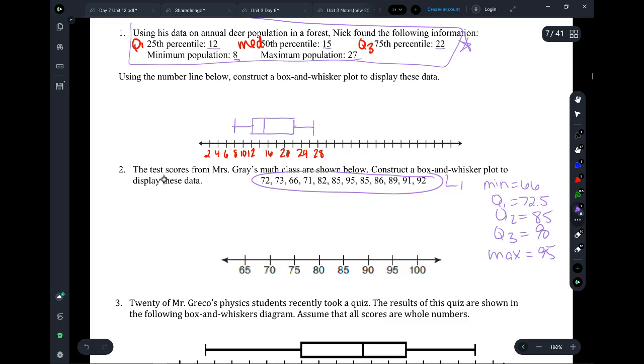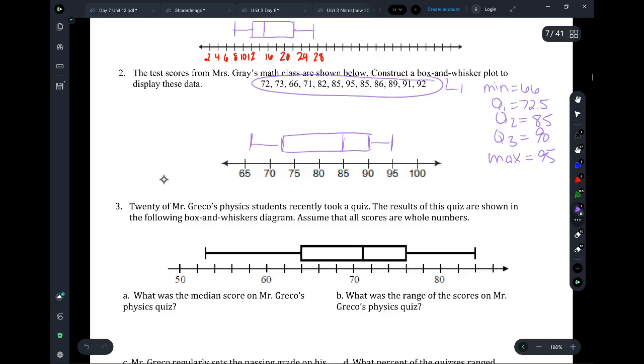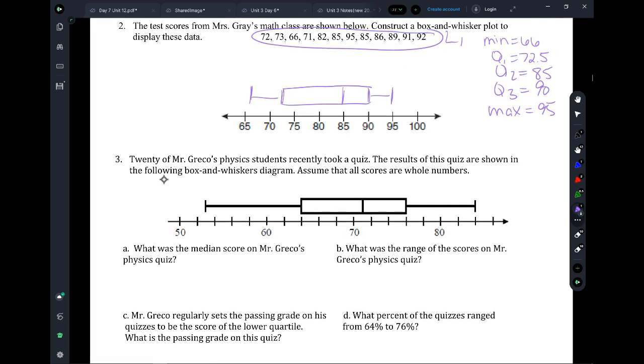So let's make our line. 66 would be about here. 72.5 is going to be halfway. 85 is on that line. 90 has its own line. 95 has its own line. And we connect our inner and draw our whiskers. Cool. All right, number 3.